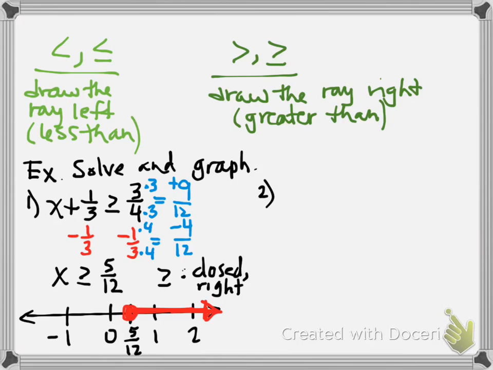What about something like this one? Negative 14y is less than negative 70. So how am I going to solve this one? Yeah, I'm going to divide by negative 14. That's the opposite of multiplying.